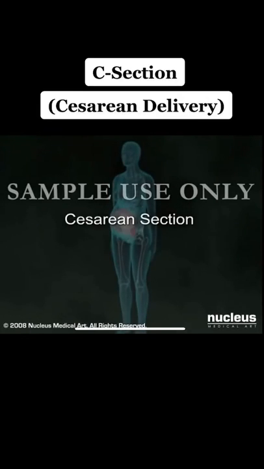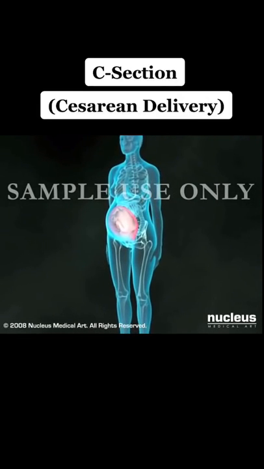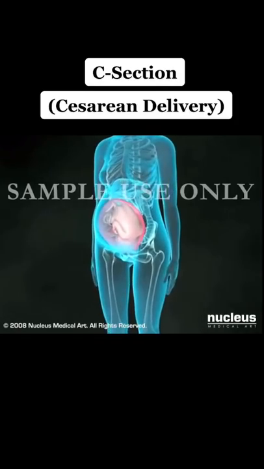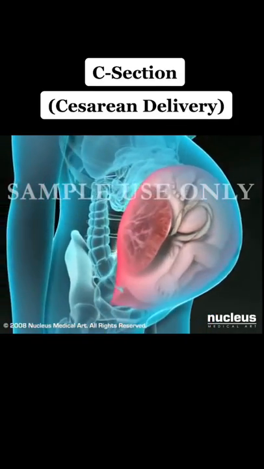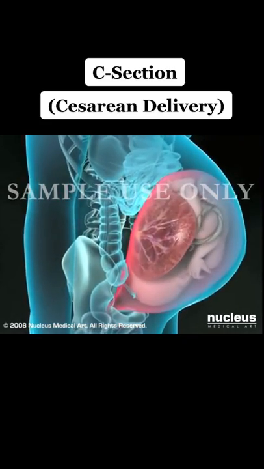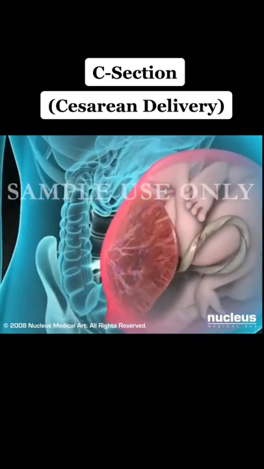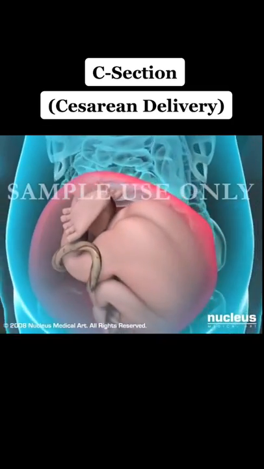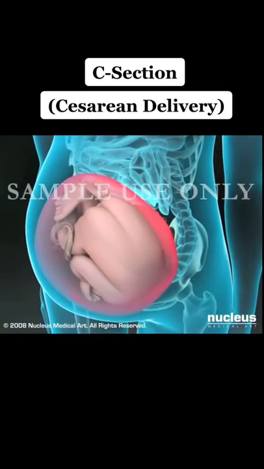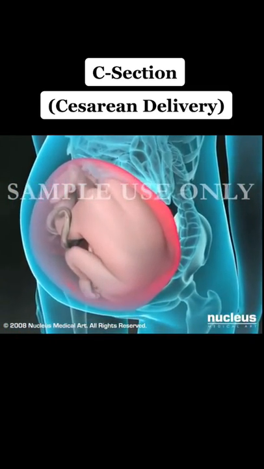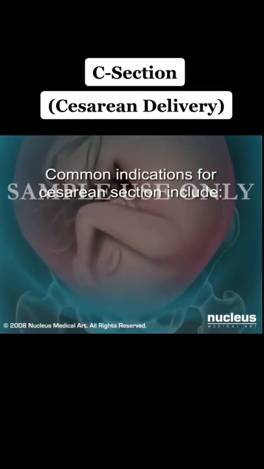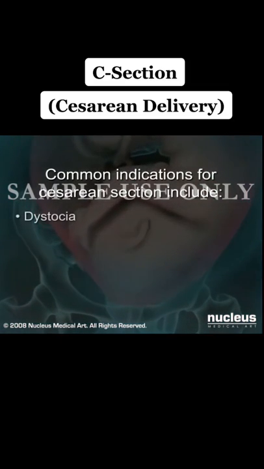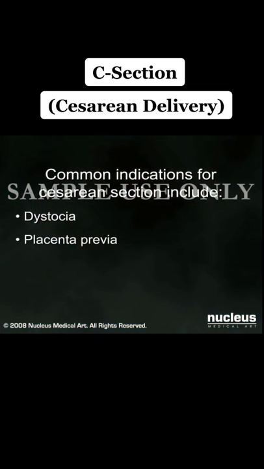Cesarean section, often referred to as a C-section, is a surgical procedure in which incisions are made in a woman's abdomen and uterus to deliver a baby. Some cesarean sections are planned. More often, however, the need for the procedure becomes apparent after the onset of labor when abnormal conditions make a vaginal delivery unsafe for the mother or her baby. Common indications for cesarean section include dystocia, placenta previa, and fetal distress.